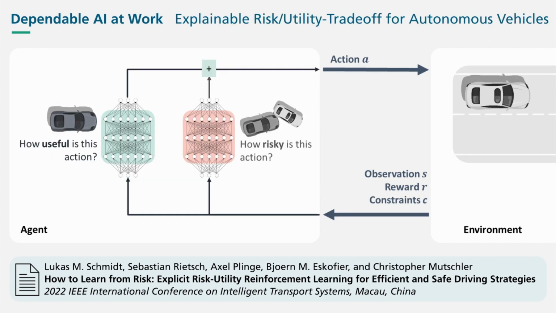In the paper, How to Learn from Risk, Explicit Risk Utility Reinforcement Learning for Efficient and Safe Driving Strategies, we split the learning into two artificial neural networks. The utility network, shown on the left, learns how practical a particular action is. That means how fast it gets the car to its goal. The risk network, shown on the right, learns how risky an action is, which indicates how likely it is to cause an accident. Both are combined with a weighting factor to select the best safe action. Both networks and the weighting factor are learned in simulation while driving.